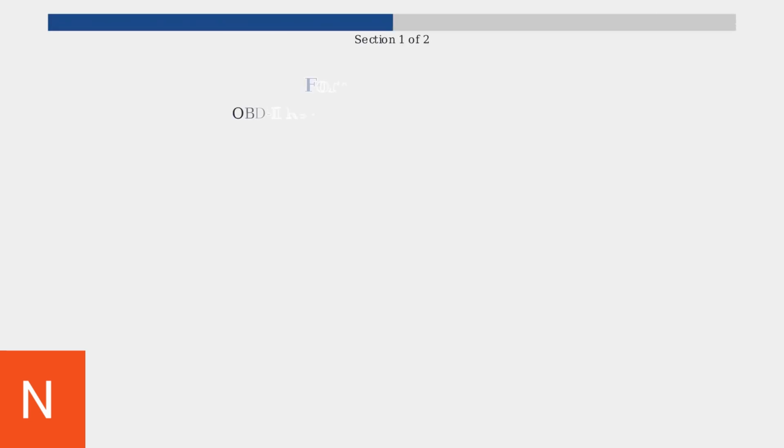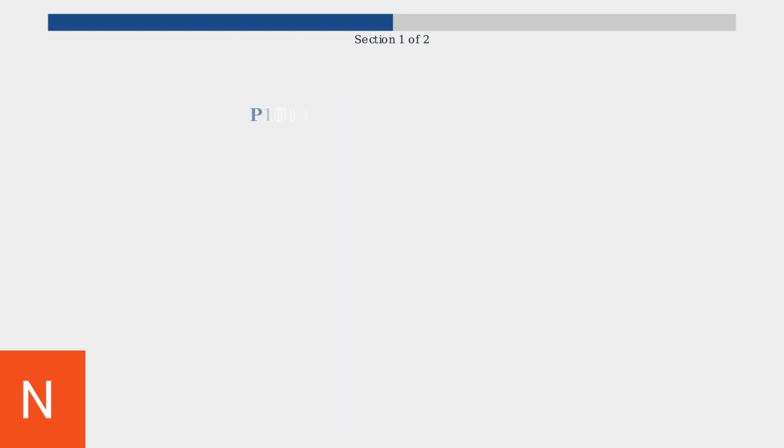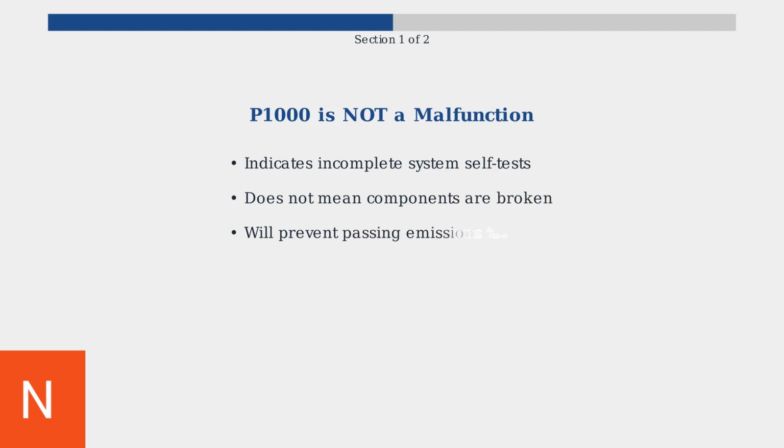The Ford P1000 code is a manufacturer-specific diagnostic trouble code that indicates your vehicle's OBD2 readiness monitors have not completed their self-diagnostic cycles. This code is particularly common in Ford, Lincoln, and Mercury vehicles. It's important to understand that P1000 is not indicating a malfunction in your vehicle. The P1000 code simply means that your vehicle's diagnostic systems haven't finished running their self-tests. It doesn't indicate that any components are broken, but it will prevent you from passing an emissions test.